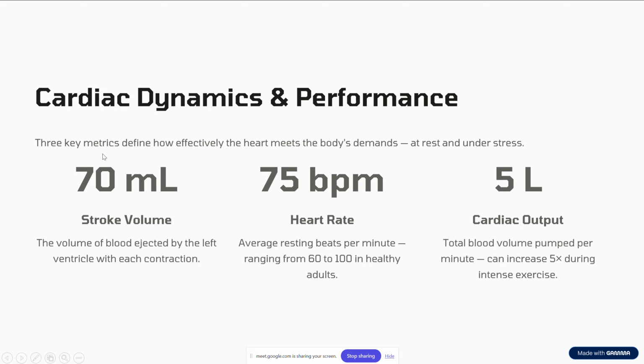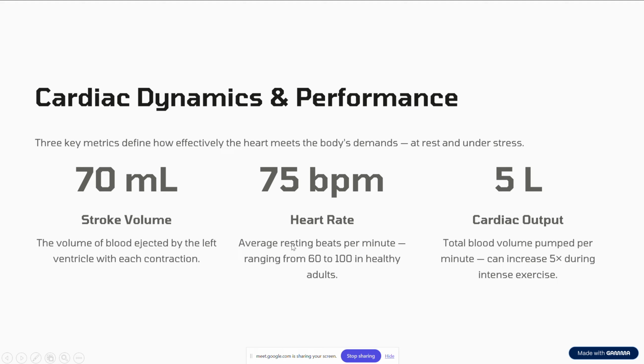So, the cardiac dynamics and performance. There are three key metrics that define how effectively the heart meets the body's demands, whether at rest or under stress. Stroke volume is the volume of blood ejected by the left ventricle with each contraction. Remember, the left ventricle is the main muscular part of the heart that, when it contracts, pushes oxygenated blood into the general body circulation. The blood ejected per beat is what you call the stroke volume. It has a range, but let's give it a value here: about 70 milliliters.